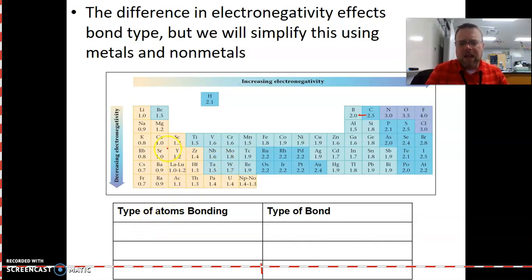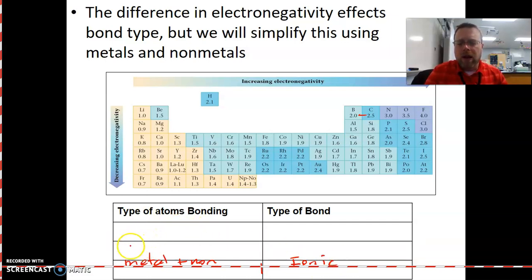So you'll notice the metals have really low electronegativities and the nonmetals have really high electronegativities. So anytime you've got a metal and a nonmetal, we're going to say that the bond type is ionic. Okay, that's the biggest difference.